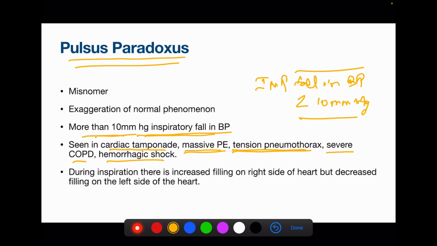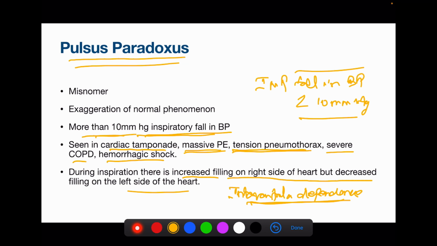Okay, and the reason for pulsus paradoxus, the underlying pathophysiology, is that during inspiration there is increased filling on the right side of the heart, but decreased filling on the left side of the heart. So why is that? During inspiration, there is a decrease in intrathoracic pressure, and this draws the blood into the right side of the heart. And because it draws a lot of blood to the right side of the heart, there will be increased filling of the right ventricle. So there is a phenomenon called interventricular dependence, meaning to say that changes which occur in one ventricle will affect the other ventricle.